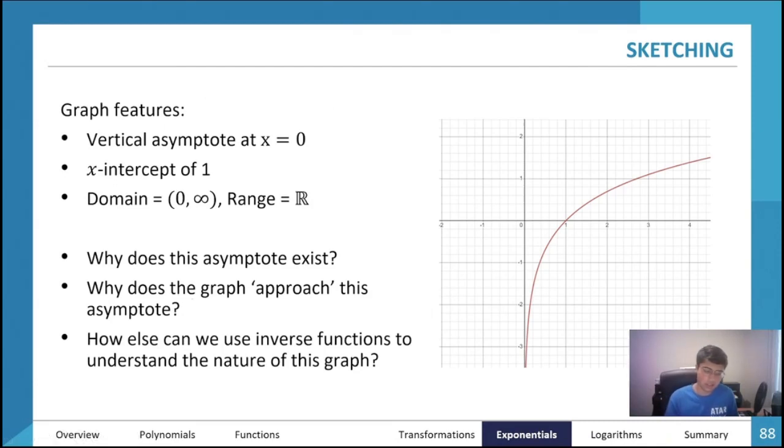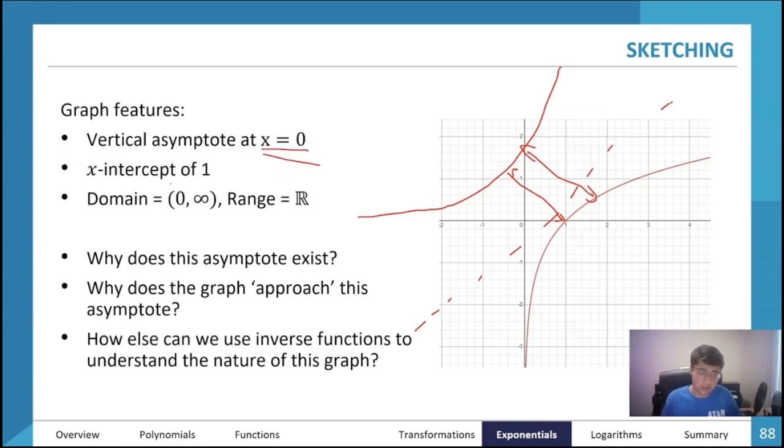In terms of sketching, because it's an inverse function, it's just the exponential function reflected in the line y equals x. Remember, the exponential function looked a bit like, let me draw it out, like that. So if you can imagine the line y equals x, we're just reflecting every single point along that line. So instead of a horizontal asymptote at y equals 0, we now have a vertical asymptote at x equals 0. x-intercept of 1, a domain of 0 to infinity, range of R.